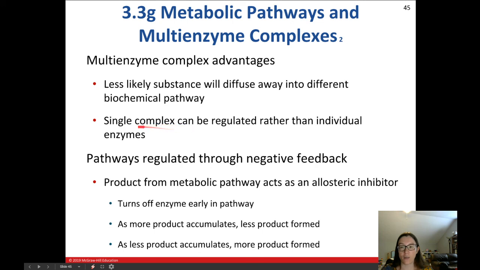And then this single complex can be regulated rather than individual enzymes. So we only have to regulate that one complex instead of regulating each different enzyme.